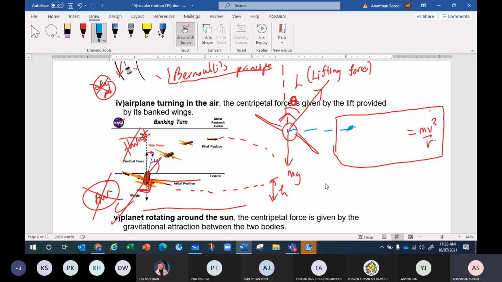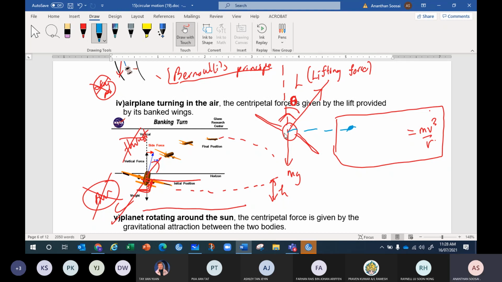Renal, any idea? Not so sure, sir. Anyone have an idea? What force do you think acts towards the center? It's okay if it's wrong, never mind. Just give a try, your idea. L is acting diagonally. Yeah.